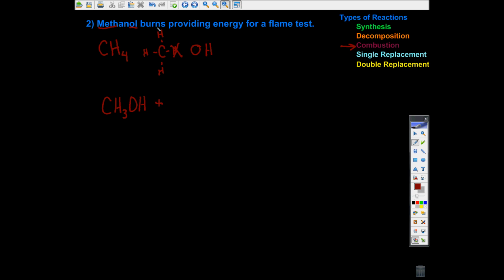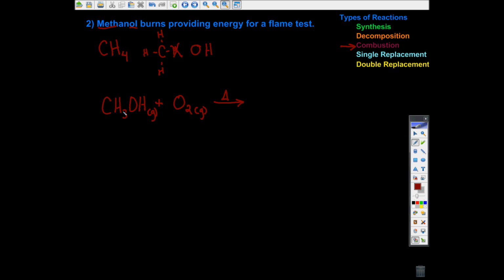And you add, it burns, so you're adding oxygen to it. And by the way, methanol is a flammable liquid. It's the gas that's burning. Oxygen is a diatomic gas, so we're putting little G's down there. And as you know, anything that burns is going to need a little bit of activation energy from a flame or electrical charge to get this reaction going.